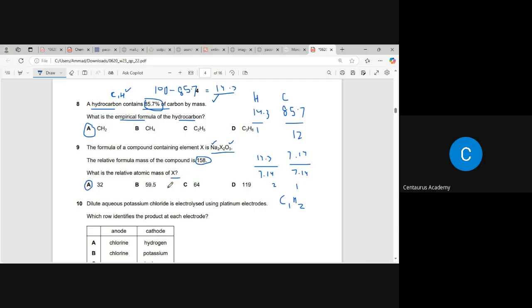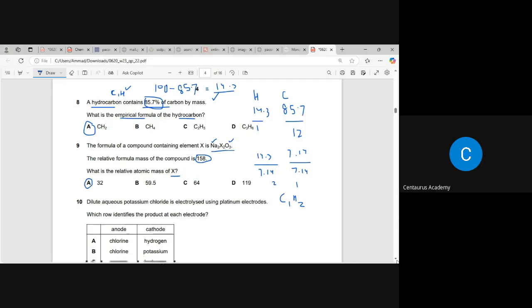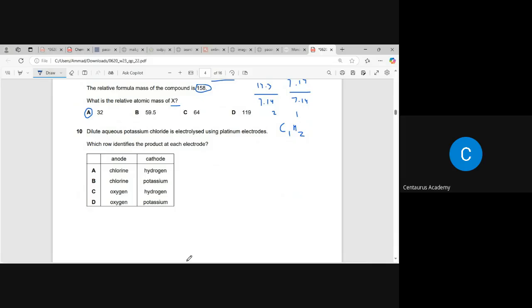Dilute aqueous potassium chloride is electrolyzed using platinum electrodes. Did everyone get the same answer for the last one, question 9? Okay, the next question says you have dilute aqueous potassium chloride, which is electrolyzed using platinum electrodes. Platinum electrodes are inert electrodes, and inert electrodes will not take part in the process of electrolysis. Which row identifies the product at each electrode?